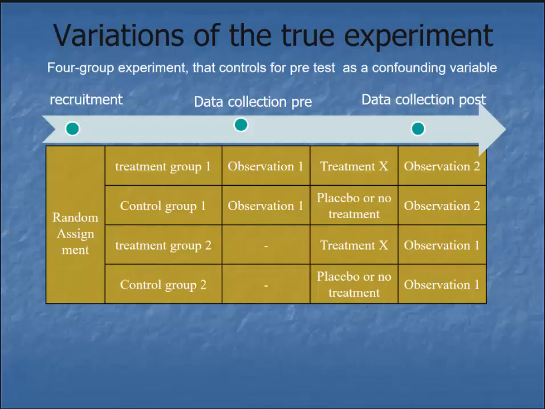This is a more complex experiment in which the researcher is trying to control for observation 1. Pause the video and take a look carefully. Groups 3 and 4 are the same as groups 1 and 2, except that they are not getting observation 1. The researchers want to make sure that the observation is not having an effect on the outcome.